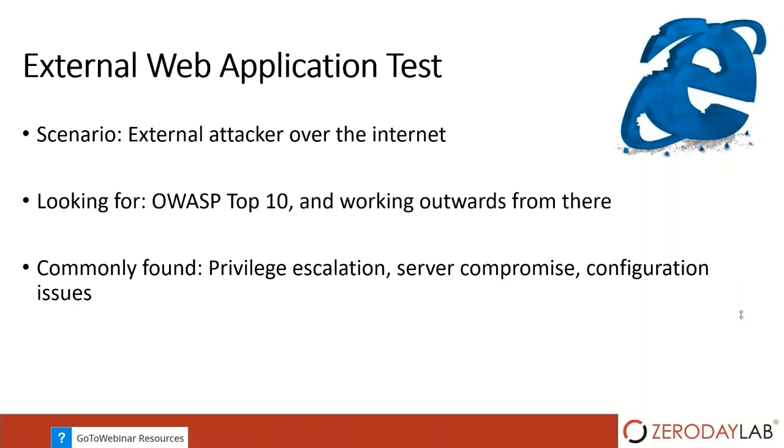The first type we frequently do is the external web application test. The external web application test is a test where we simulate an attack over the internet, as it would be done by, for example, an external attacker or someone from home or someone from an internet cafe or something public.